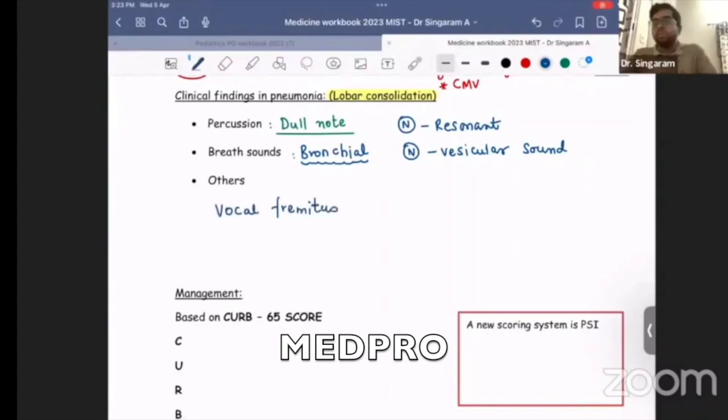Any of you know what is the meaning of vocal fremitus? You keep the steth over the chest area and ask the patient to just say something. Normally, you will hear a sound which will be very distorted. Suppose I am saying A, B, C, D like that. When I keep the steth over that area, I will not hear the same A, B, C, D in my ears through the steth.